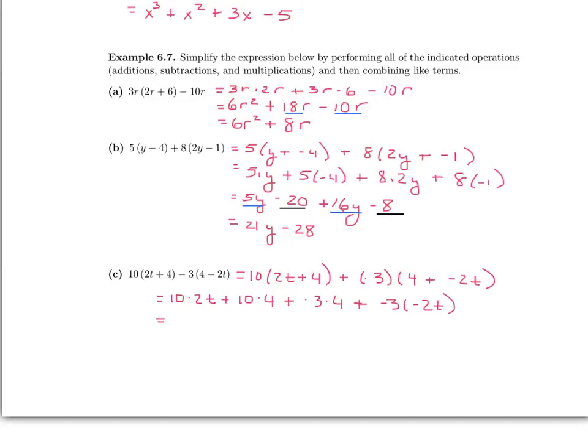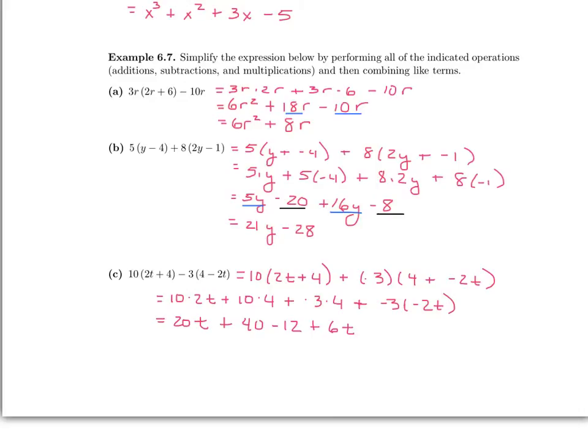Now let's simplify. 10 times 2t gives us 20t. 10 times 4 is 40, plus a negative 12 when we multiply the negative 3 times 4. Adding a negative 12 is the same as subtracting 12. And then negative 3 times a negative 2t gives us a positive 6t. And so all of these are added.